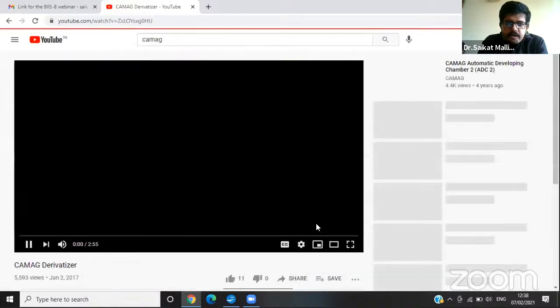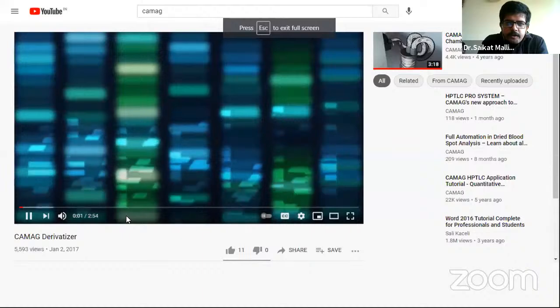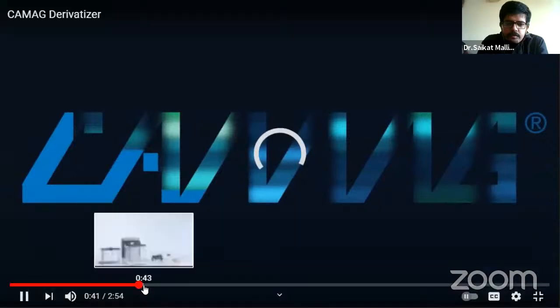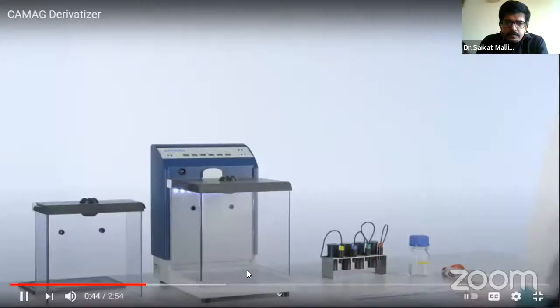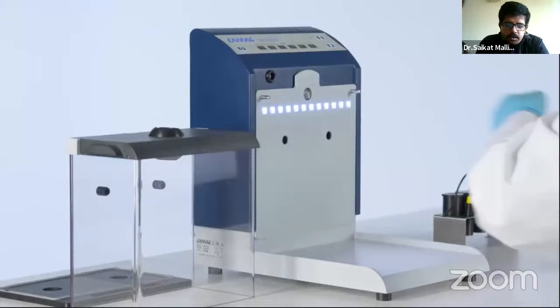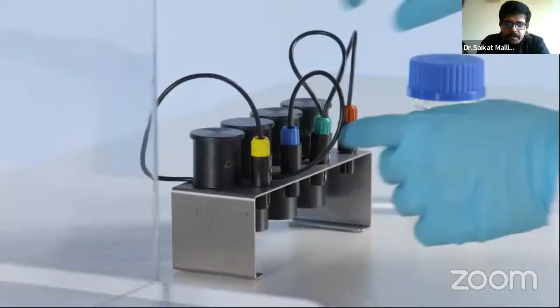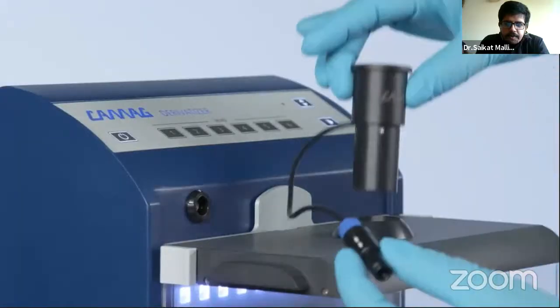So this is the derivatizer. Okay, so you have this hood. Select the small hood for HPTLC plates and the appropriate nozzle. To meet the diverging physicochemical properties of the different reagents, four different color-coded spray nozzles are employed, and the user can select from six spraying levels.